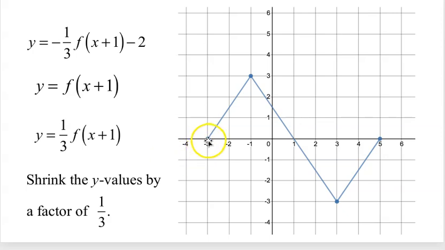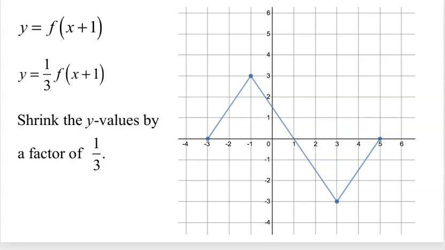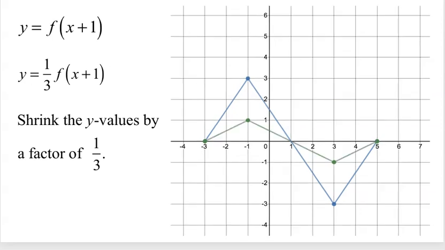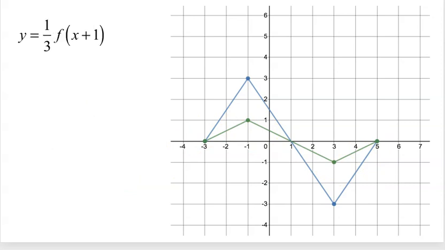Well, this y value here at this dot is 0. 1/3 of 0 is 0. 1/3 of 3 is 1. 1/3 of 0 is 0. 1/3 of -3 is -1. 1/3 of 0 is 0. So indeed, shrinking those values by that factor, we get these points now. So that's our current function. That graph in green is y equals 1/3 f of (x plus 1).